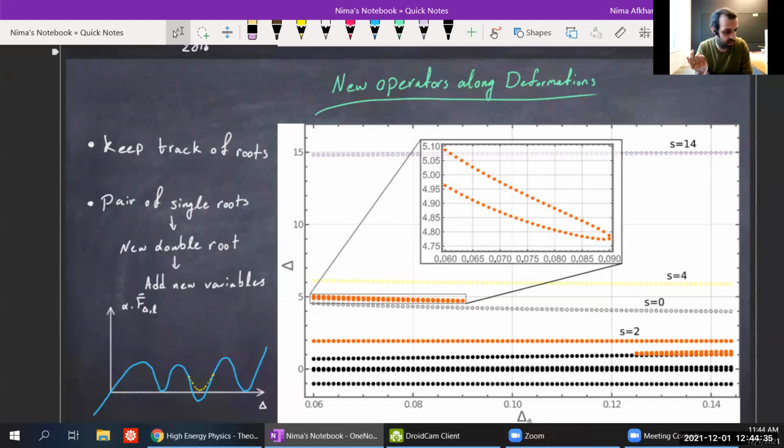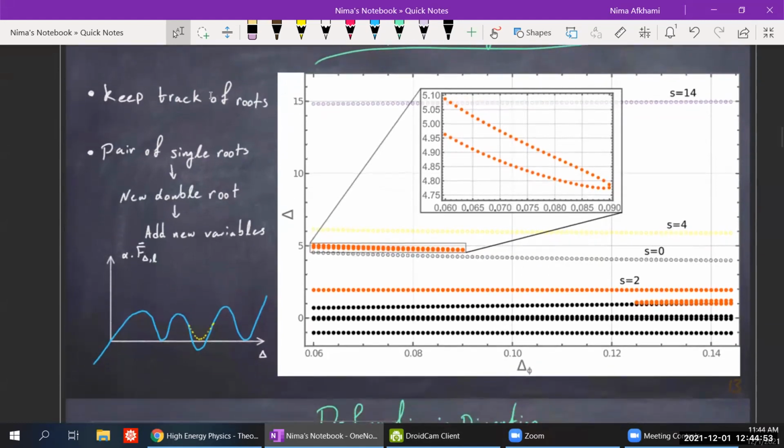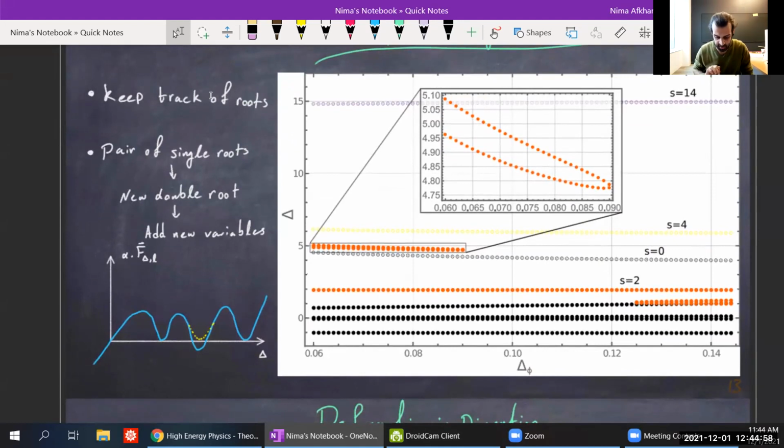So it's a different set of equations you're solving. And I find that it's necessary to solve them both, otherwise you will not be able to do these deformations. Okay, thanks. Sorry, Nima, I got a bit confused. In this zoom in, are there 2 single roots appearing or 2 double roots? No, these are 2 single roots. Sorry, they're 2 single roots.